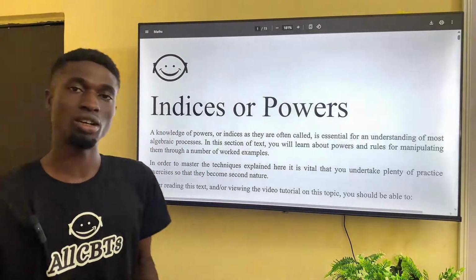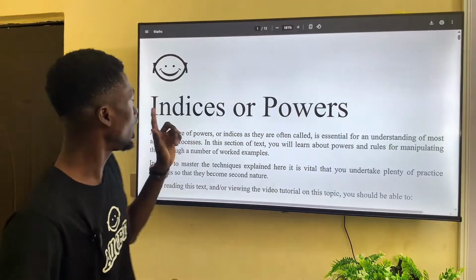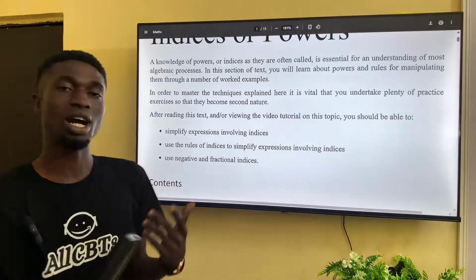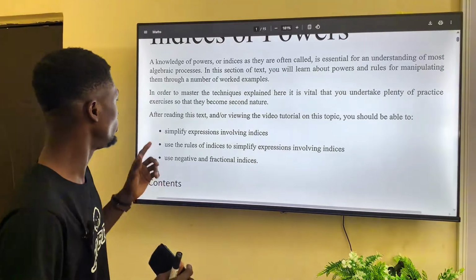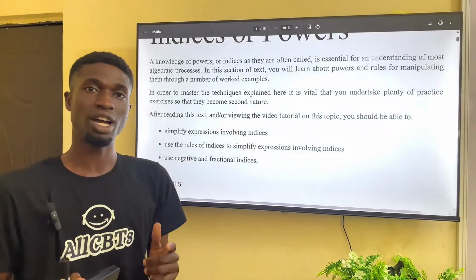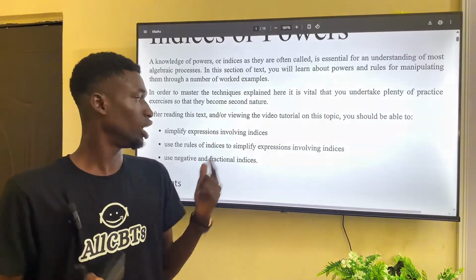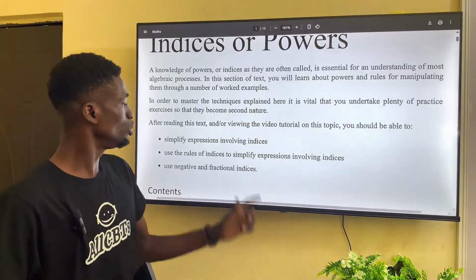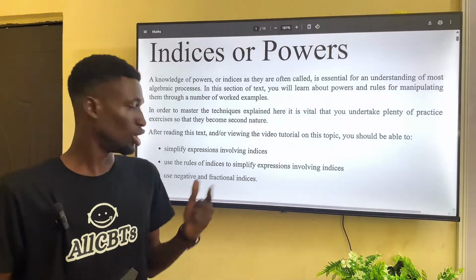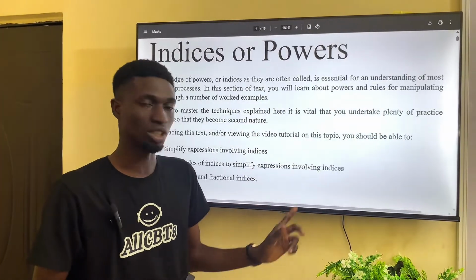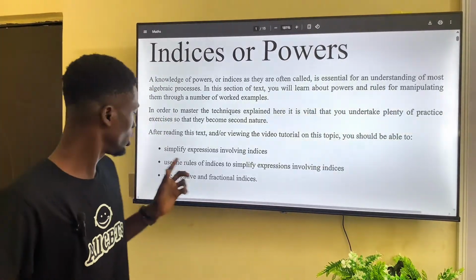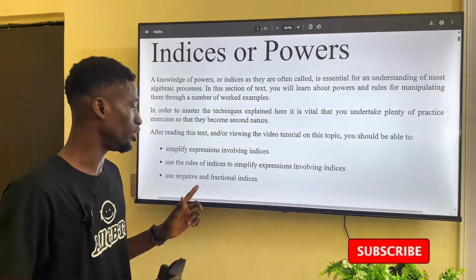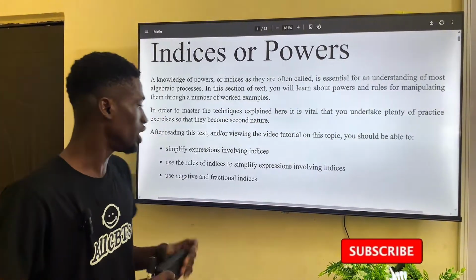The topic under our mathematics is indices or powers. At the end of today's lesson, you should be able to simplify expressions involving indices. Number two, you should use the rules of indices to simplify expressions involving indices. The number three lesson objective, you should use negative and fractional indices.